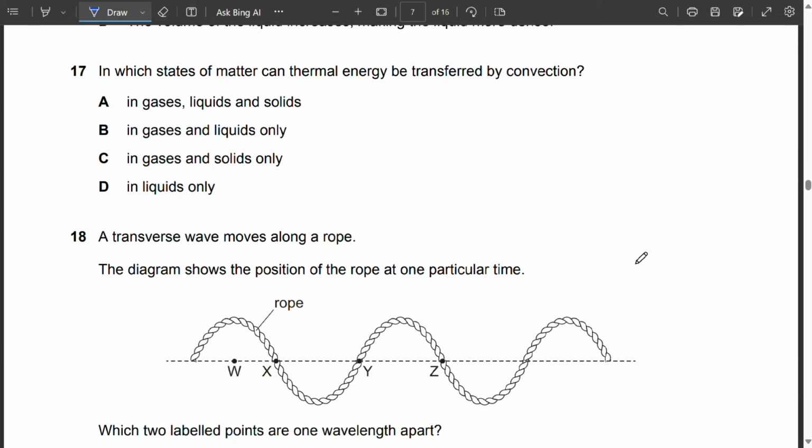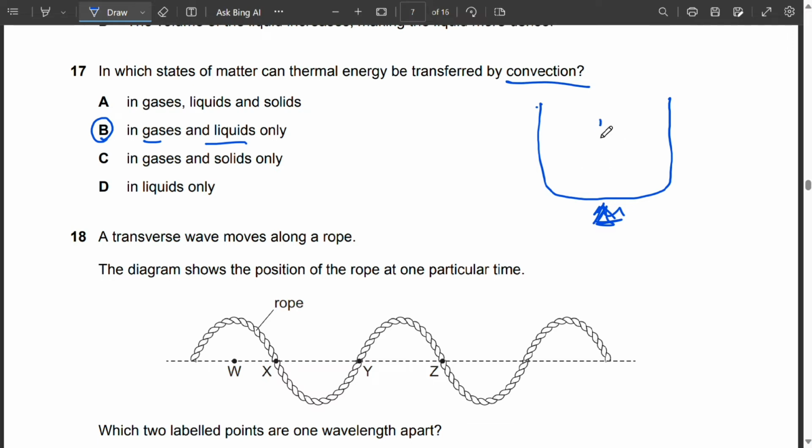In which state of matter can thermal energy be transferred by convection? Okay, convection is basically when there is actual movement of particles. So in gases and liquids, part B is correct, because in gases and liquids, the molecules can move throughout the body. So if you consider this as a beaker and you are heating it from the bottom, how does this liquid get heated up?